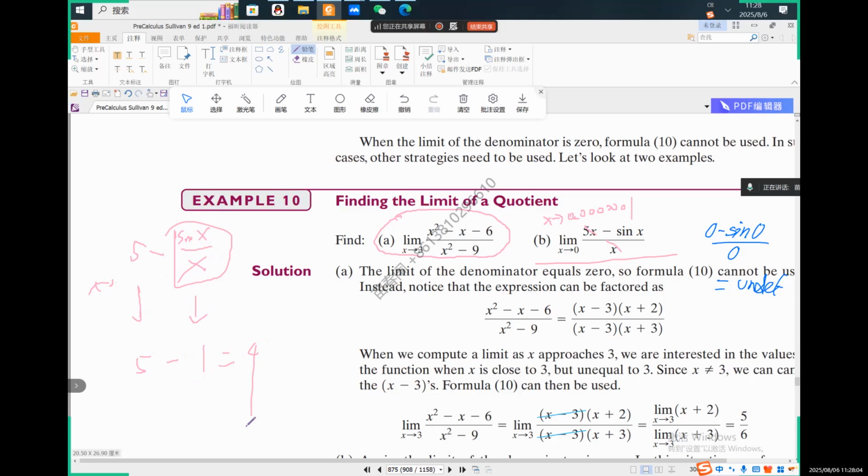These two both require some transformation. You change the form, and then you can do it. Otherwise, it's undefined.